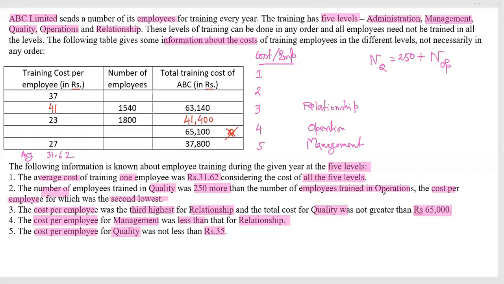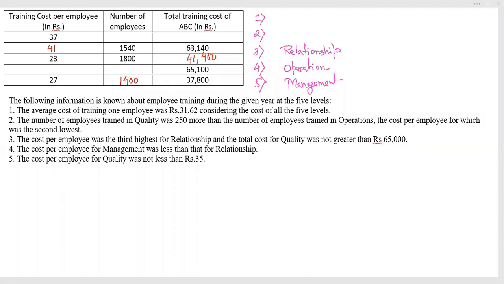Also, as per quality, it is mentioned that quality was not less than 35. So it may be 37 or 41. So either this is the quality or this is the quality. So our record we can find out. The third would be relationship, fourth will be operation, fifth will be management. Quality would be within 1 and 2, and the data whatever available, I can write like that.